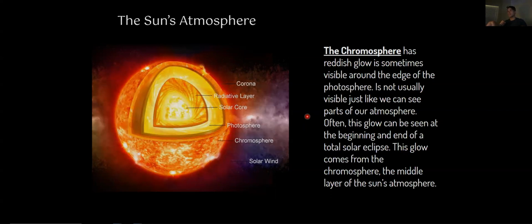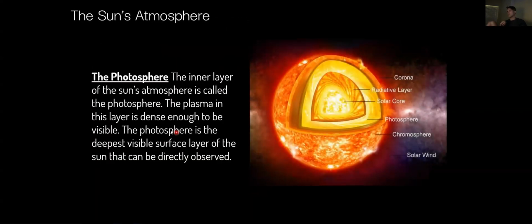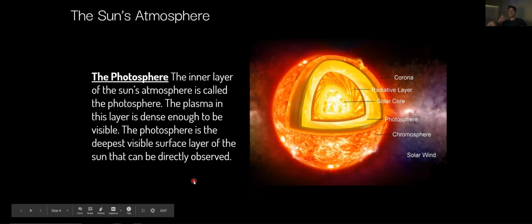Oh, the photosphere, I'll go back. The photosphere is the part that you can see. The photosphere is the deepest visible surface of the sun. Do not directly look at it. You will get damage to your eyes.